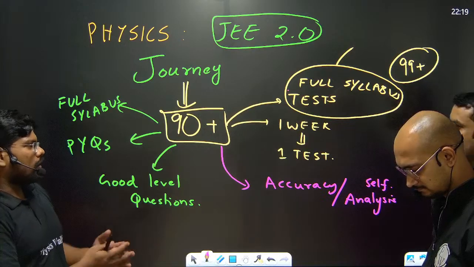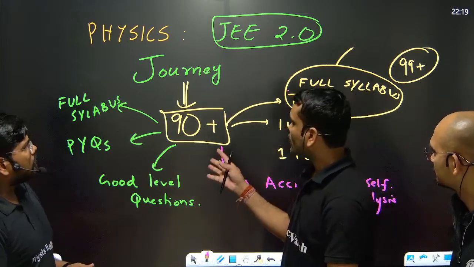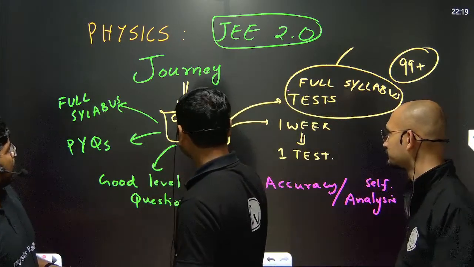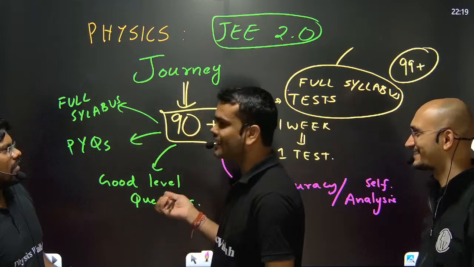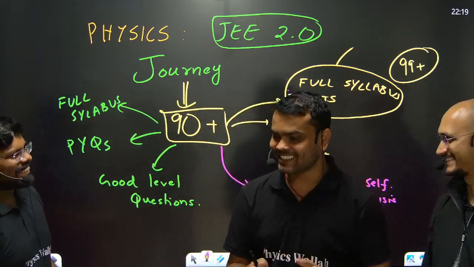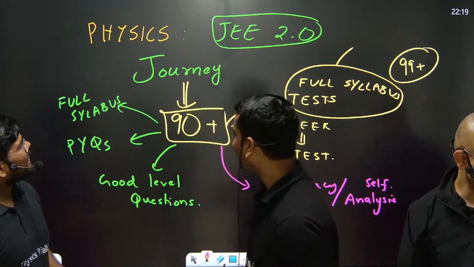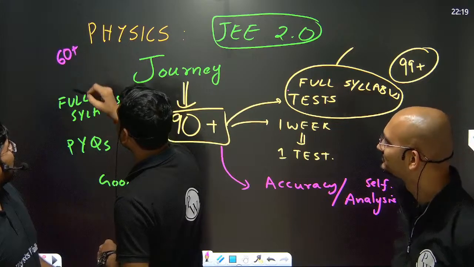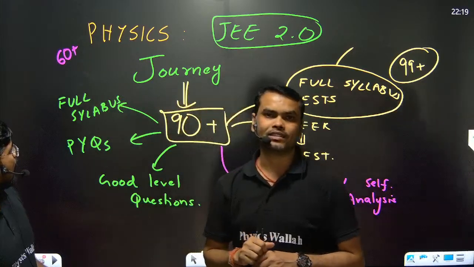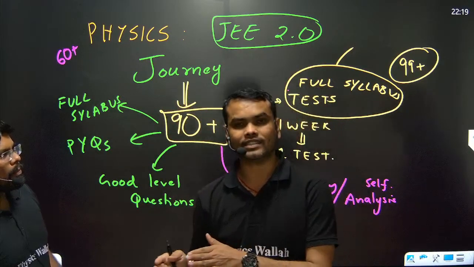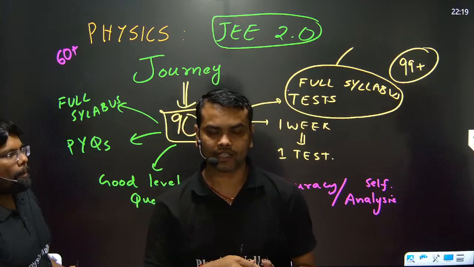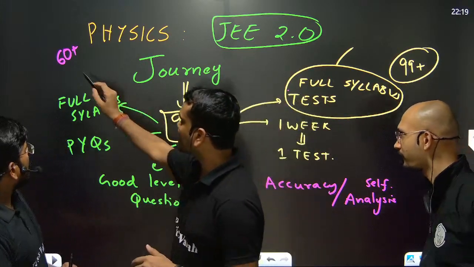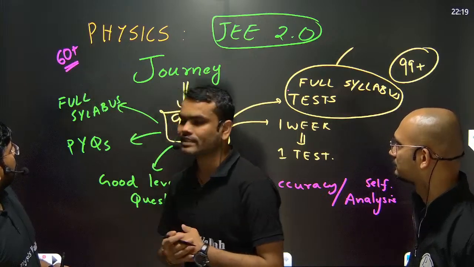So what do you suggest, sir, for maths? For mathematics, all will be the same. If you want 90 plus, it will be very nice for you. But if you want 60 plus, then also you have to cover the entire syllabus, because you don't know which section the easy question is going to come from. So you have to cover all the chapters when you want 60 plus marks.